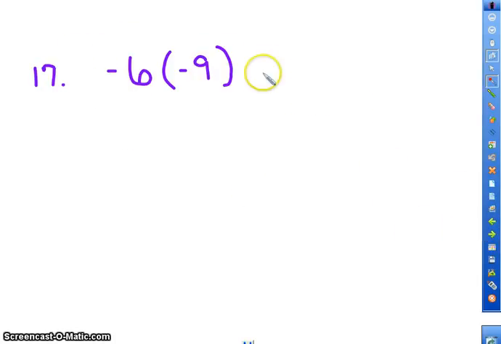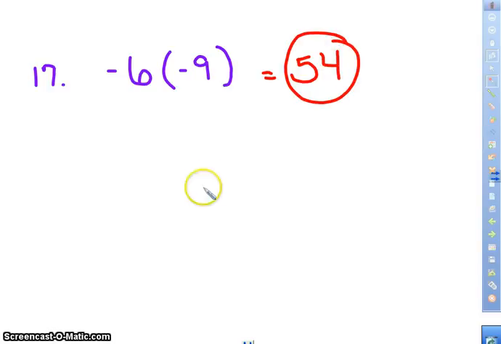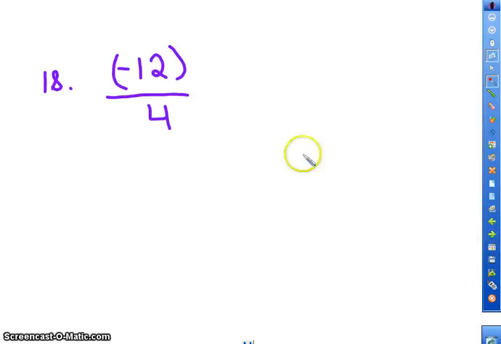Okay, multiplication again. So I have a negative times a negative, which is a positive. And 6 times 9 is 54. So it's a positive 54. Okay, same signs. It's going to be positive.